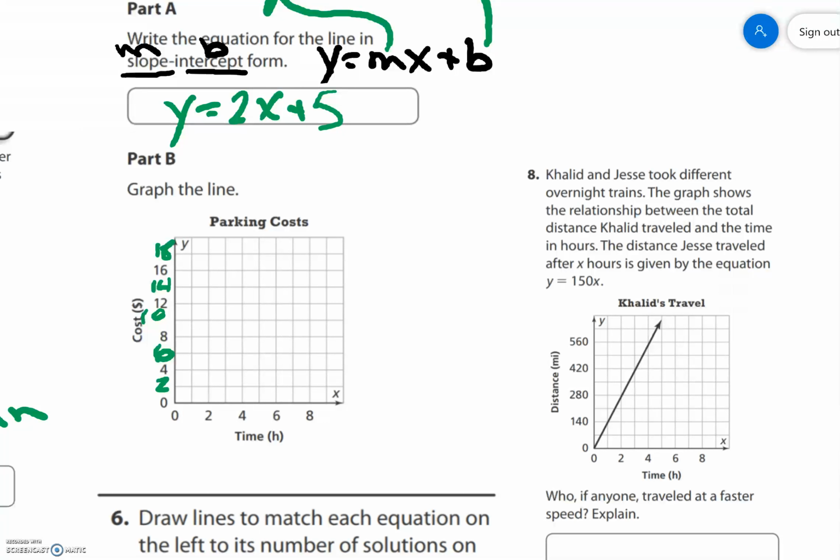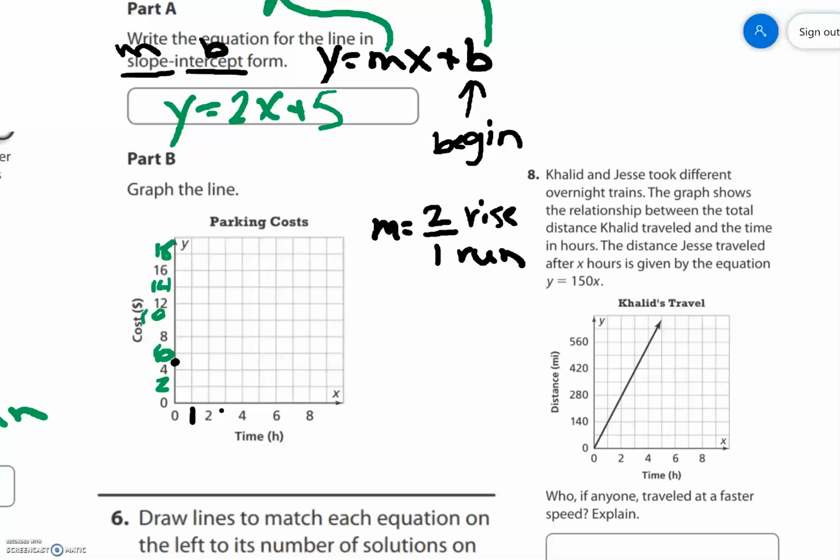Okay, so we always start with our b. Remember, b for begin. So our b is 5. We're going to put a point on the y-axis at 5, which is right here. And our slope is 2. M equals 2, which is 2 over 1. That's our rise and our run.